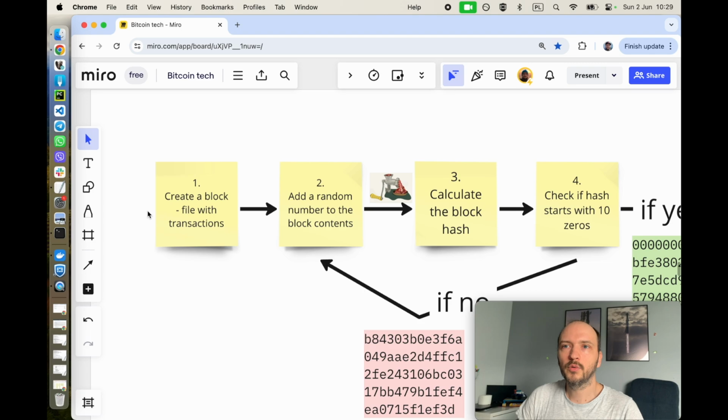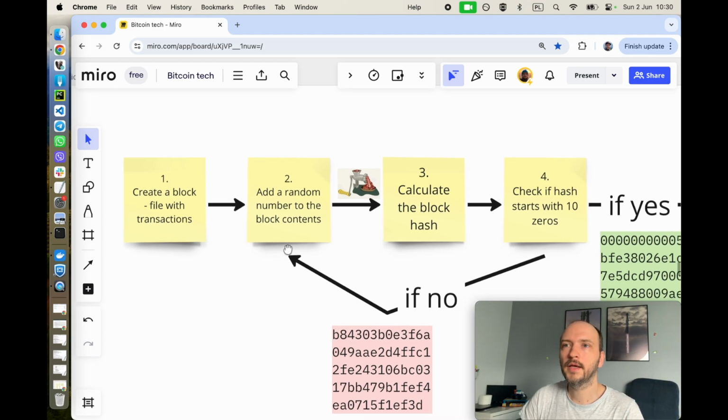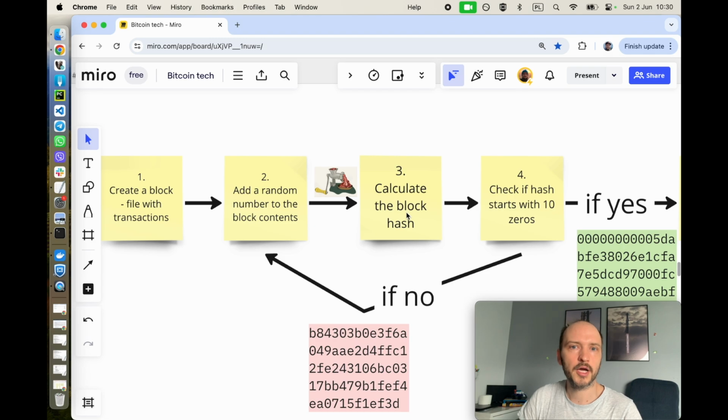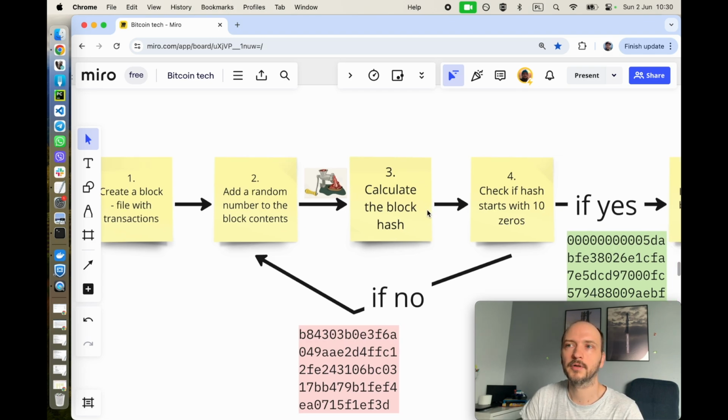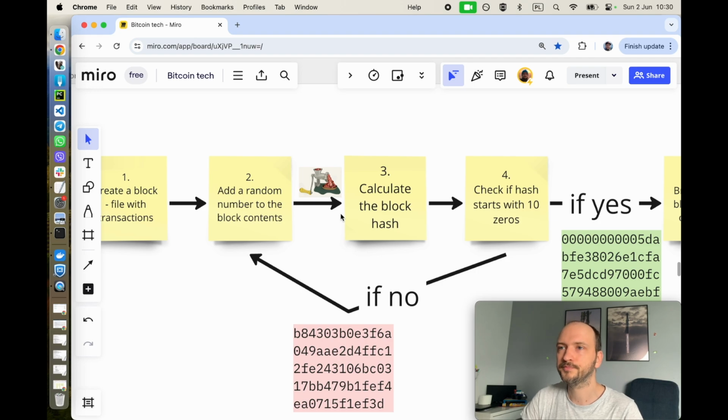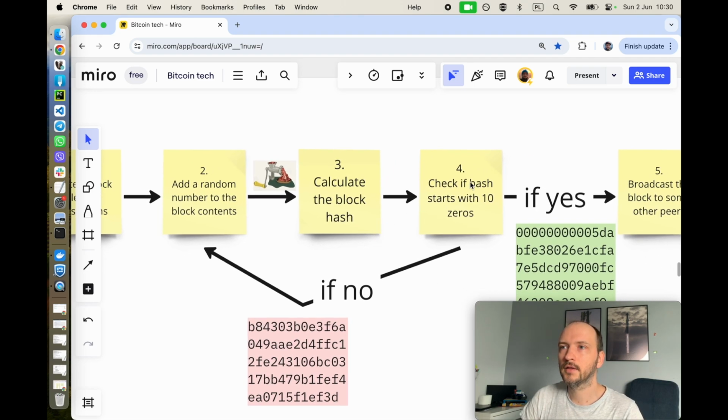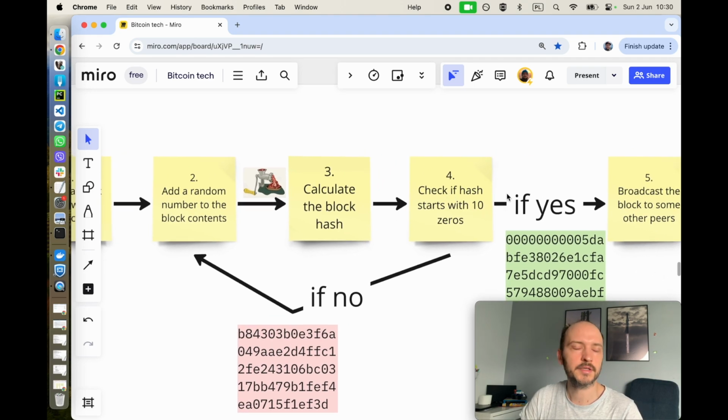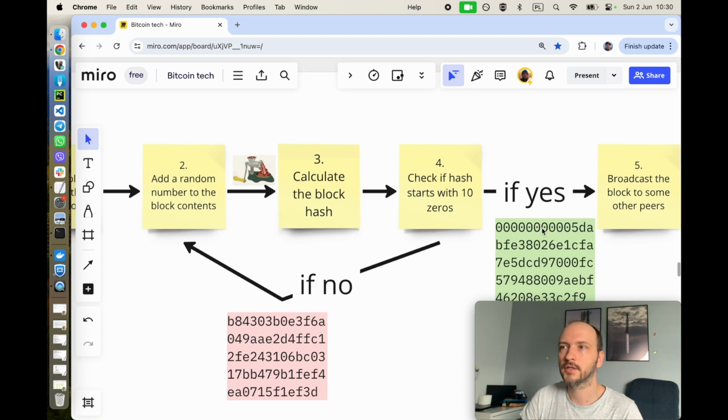So the flow is the following: you or a miner creates a block, which is literally a file with transactions, just a list of transactions. So they have this file. Then they add a random number to this block, like to the contents of this block, and they calculate the block hash. So you remember, the block hash is something which is similar to the results of the meat grinder. And then they check if the hash starts with 10 zeros, like that.